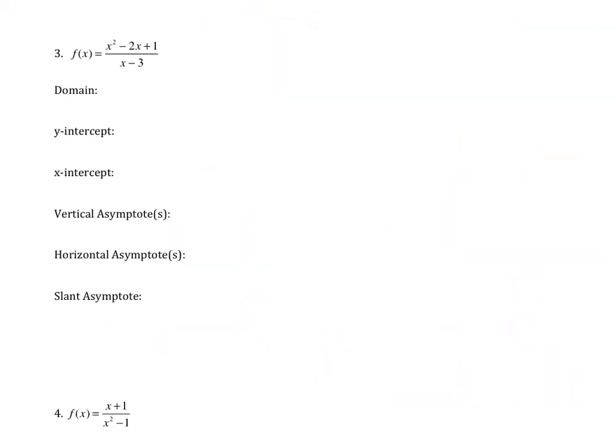For our next problem, I'm going to start out by factoring it. So I have an x minus 1 times an x minus 1 all over an x minus 3. So nothing ended up canceling, but that's okay. So we know that our domain is going to be from negative infinity to 3, and then 3 to infinity, because that is what we're not allowed to plug in.